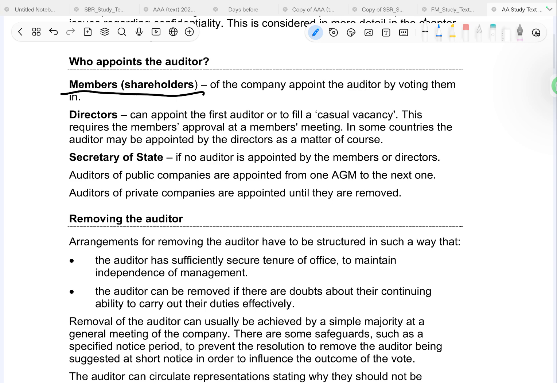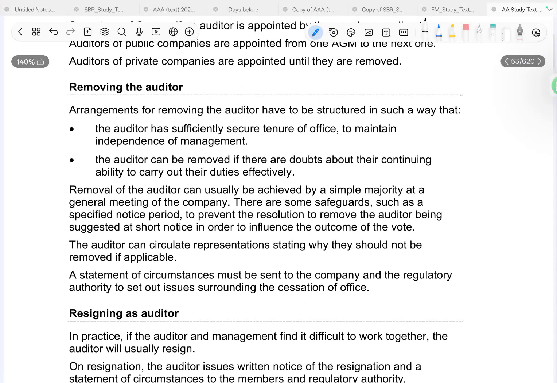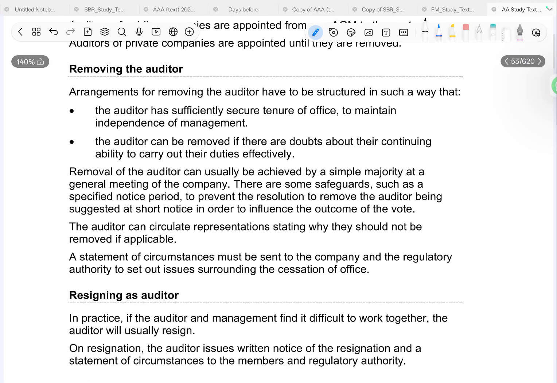Now let's discuss the removal of the auditor. The rules for removing an auditor are designed very carefully. Why? Because auditors must have secure tenure in order to stay independent from management. If management could remove the auditor easily whenever they wanted, the auditor might feel pressured to avoid reporting problems. So the law tries to balance two things. First, the auditor must have enough job security to remain independent, and second, the company must still be able to remove the auditor if they are not performing their duties properly.